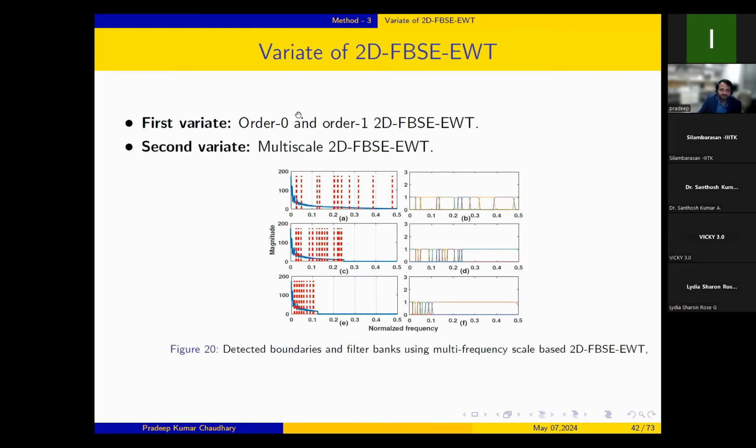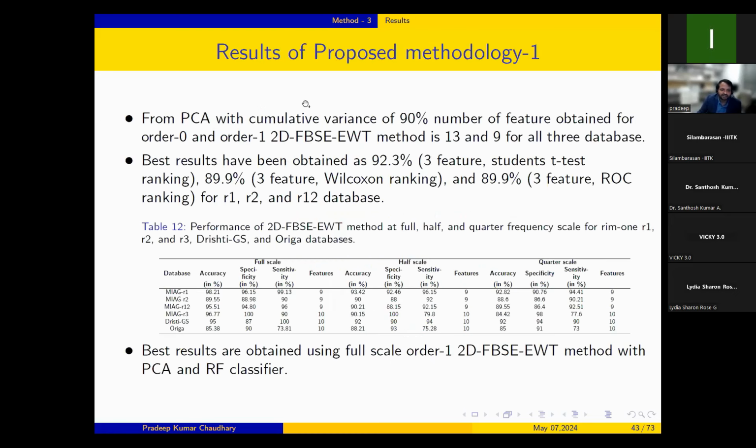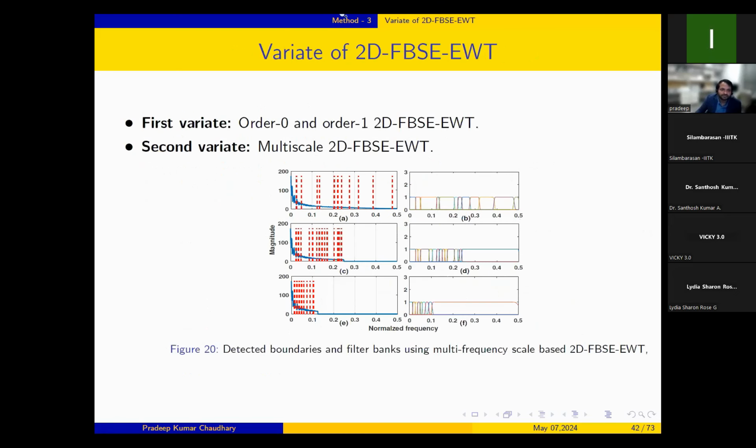So we have also explored a variant of 2D FPS EWT, which means we can also do it in different frequency scales. As we know that most of the information in an image, or any signal, is present in the low frequency band, we considered what will happen if we just use the full spectrum, when we use the half spectrum, and when we use the quarter spectrum.